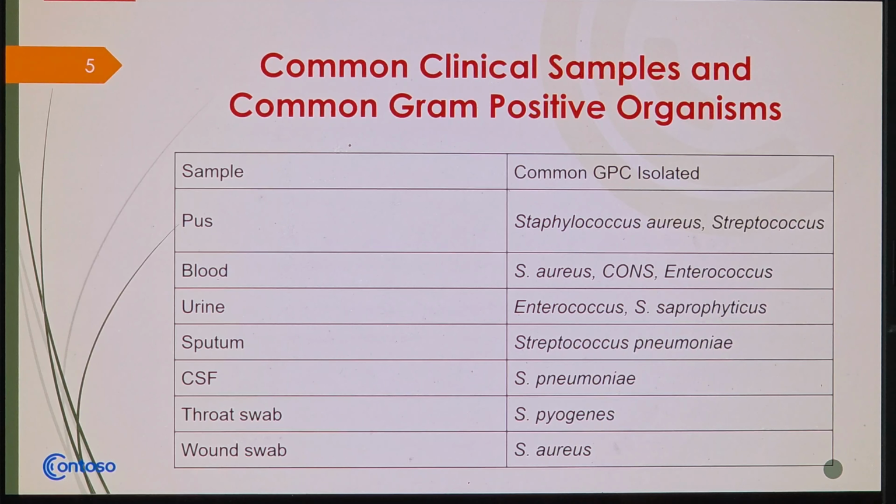Common clinical samples and common gram-positive organisms. From skin and pus, the organisms most commonly found are Staphylococcus aureus and Streptococcus. From blood, Staphylococcus aureus, coagulase negative Staphylococcus, Enterococcus. From urine, Enterococcus, then Staphylococcus saprophyticus. From sputum, Streptococcus pneumoniae; CSF, Streptococcus pneumoniae; throat swab, Streptococcus pyogenes; wound swab, Staphylococcus are most commonly isolated.